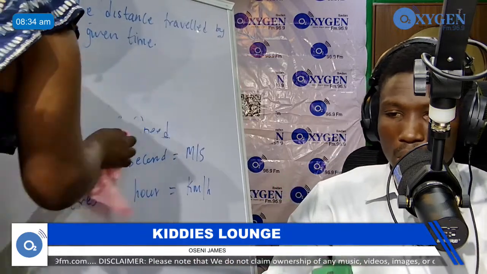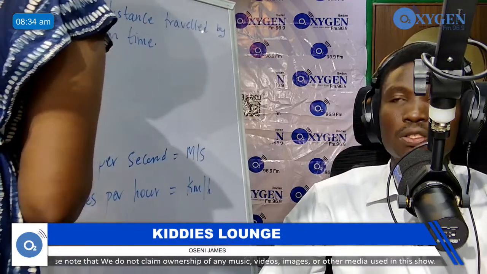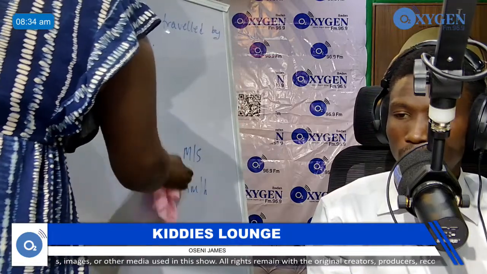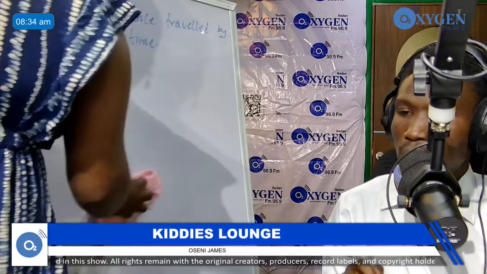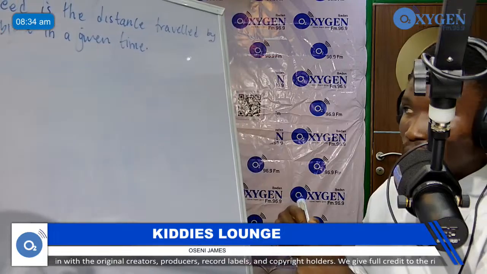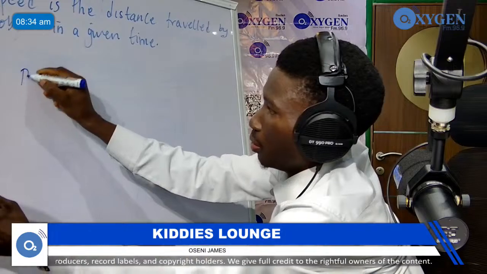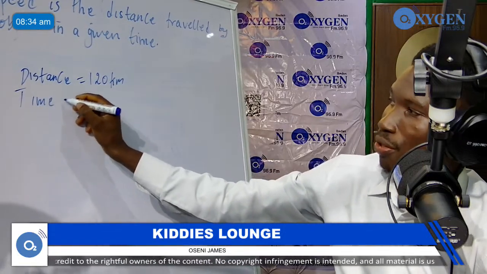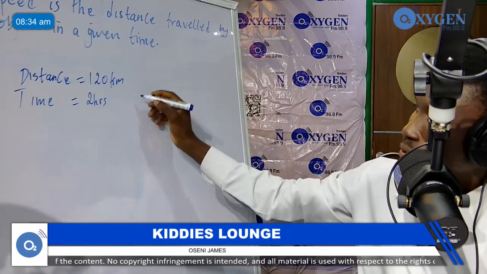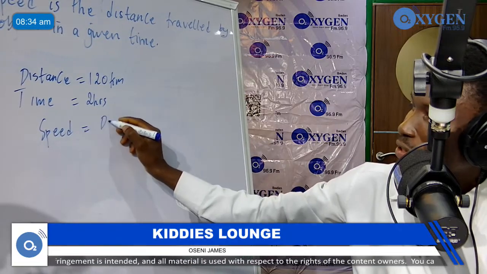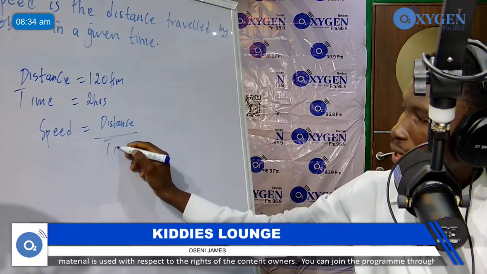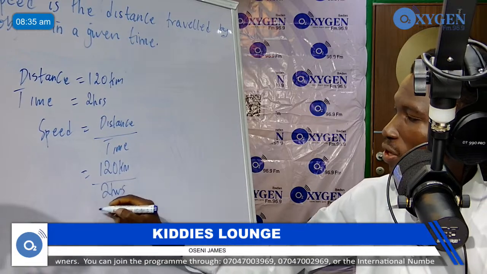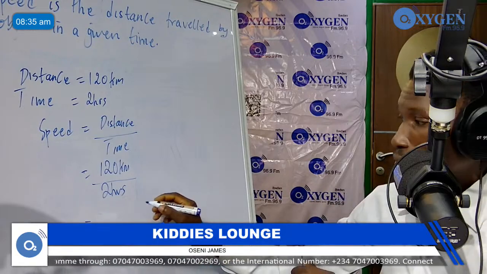Don't forget, our formula for calculating speed is distance covered divided by time taken. So from what we are given now, our distance 120 kilometer, we divide it by the time given. Is that not so? So distance is 120 kilometer and our time is 2 hours. So speed is equal to distance covered over time, or divided by time. So 120 kilometers divided by 2 hours. So let's divide 120 by 2. What do we have? We have 60.